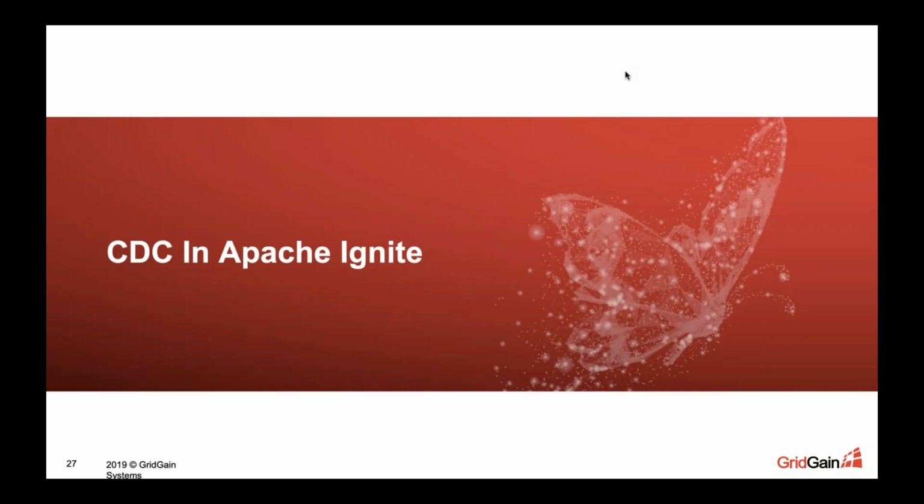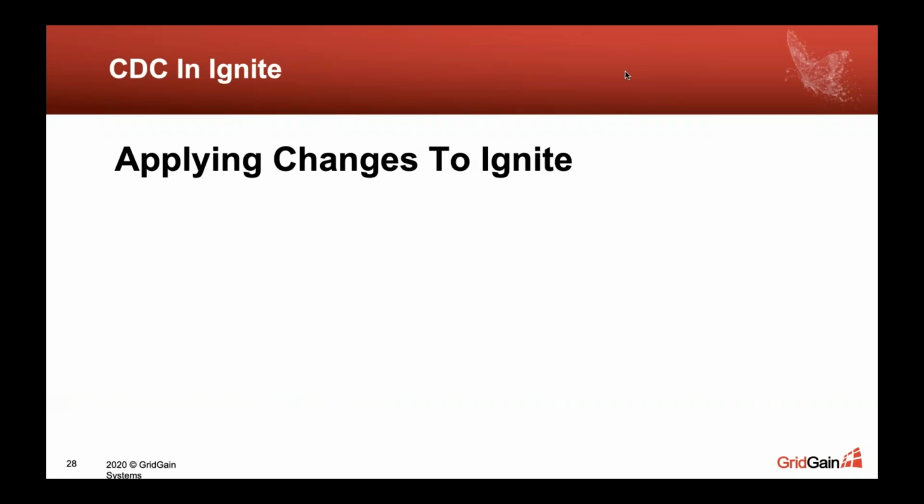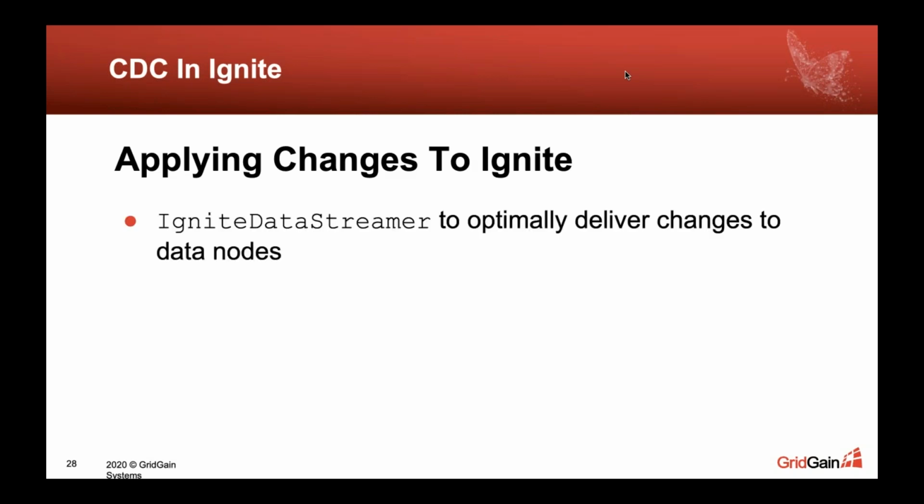Okay, now let's switch to the tools and APIs which are available in Apache Ignite and what we can do with those APIs. We'll start with the task of applying changes to Ignite, since luckily it has only one solution which is very effective, and the solution is called Ignite Data Streamer.